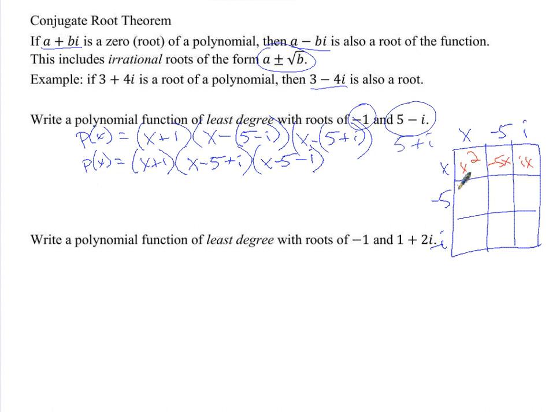Negative 5 times x is negative 5x. Negative 5 times negative 5 is positive 25. Negative 5 times i is negative 5i. Negative i times x is negative ix. Negative i times negative 5 is positive 5i. And then negative i times positive i is negative i squared. But i squared is negative 1. So we have negative negative 1, which is 1.